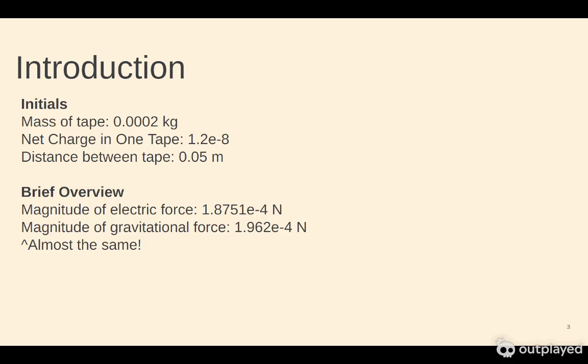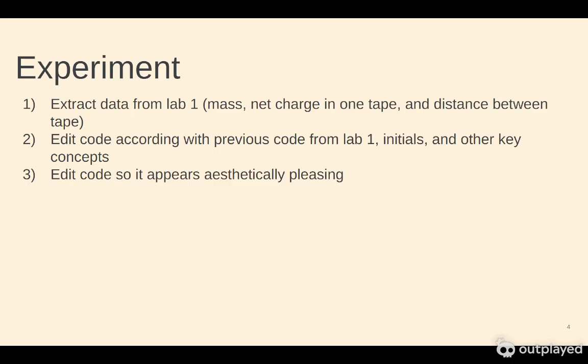Initials: we have the mass of tape, which is 0.0002 kilograms. The net charge on one tape is 1.2 e to the negative 8. And the distance between the tape is 0.05 meters. A brief overview: the magnitude of the electric force would be 1.875 e to the negative 4th newtons, and the magnitude of the gravitational force is 1.962 e to the negative 4th newtons, and we see that these values are almost the same.